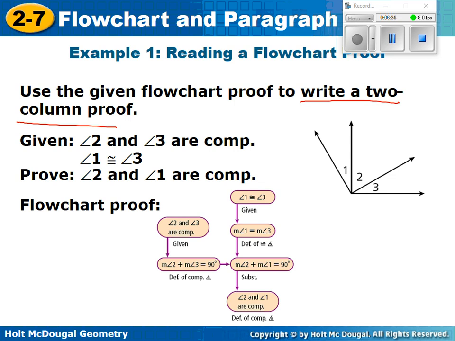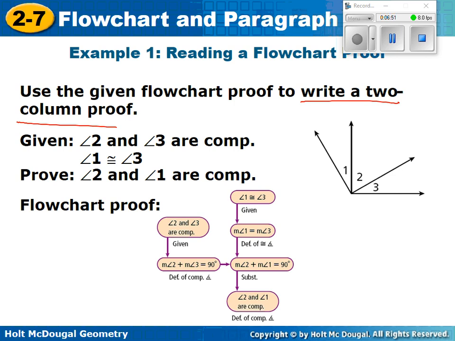Okay, so I heard two different things. Angle 2 and 3 are, and then 1's congruent to 3. Will it matter which one of these I write down first? No, it does not matter. They're both given. So write one of them down first. It doesn't matter where you start. I'm going to start on the left over here.